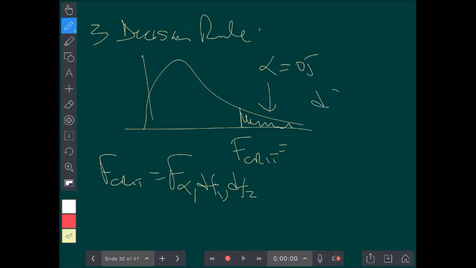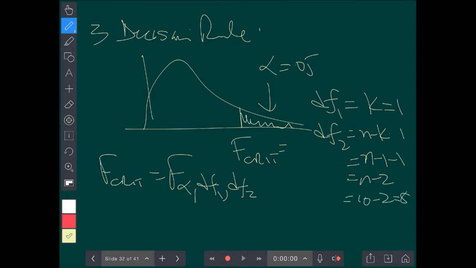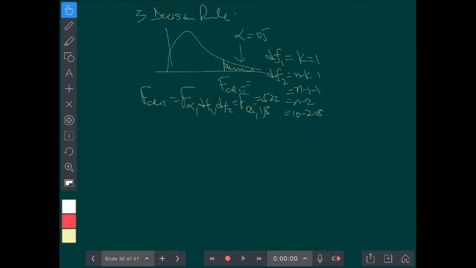But what is alpha? 0.05. What is df1? It is equal to K, which is 1, and df2 is equal to N minus K minus 1, which is equal to N minus 1 minus 1, N minus 2. But what is N minus 2? N minus 2 for our problem is 8. 10 minus 2 equals 8. So therefore our critical value is F 0.05, 1, 8, which turns out to be 5.32. That's the critical value, 5.32 if you look up the F table.